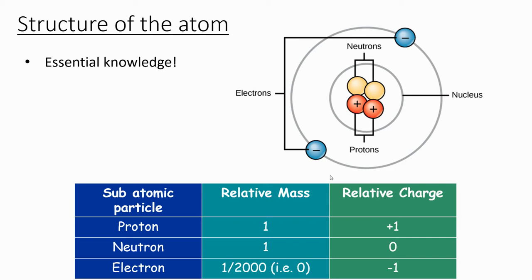We need to be able to label the structure of the atom, but also recall their relative mass and relative charges. Protons have a relative mass of 1 and a relative charge of +1, so we remember positive protons. Neutrons also have a relative mass of 1, but a relative charge of 0, neutral, so neutral neutrons. Electrons are very, very small. They have a negligible mass, or 0, and their relative charge is -1. Now, for ionic bonding, it's really important we remember these relative charges.